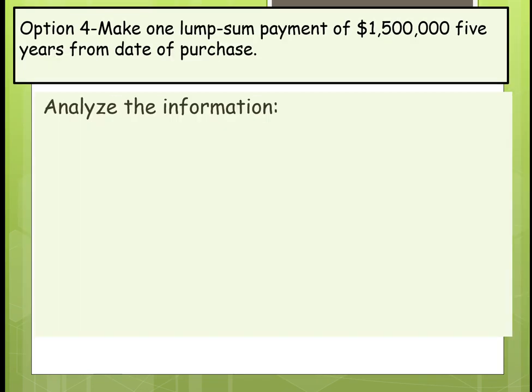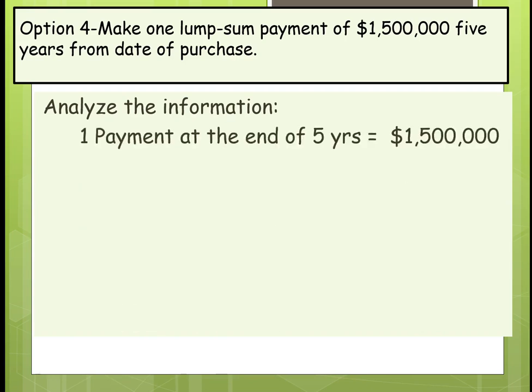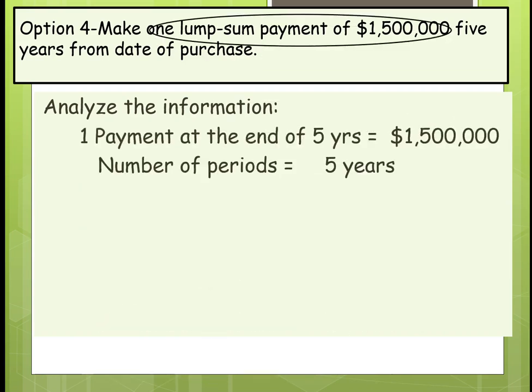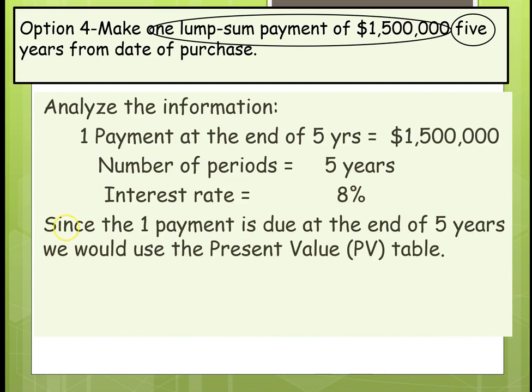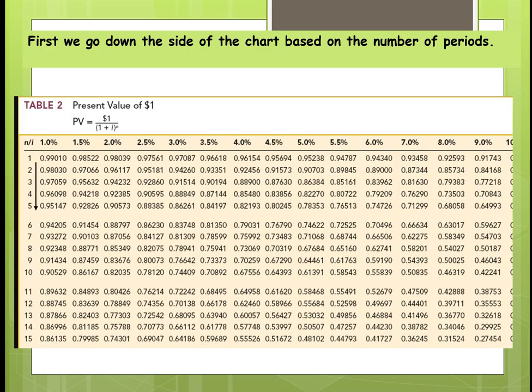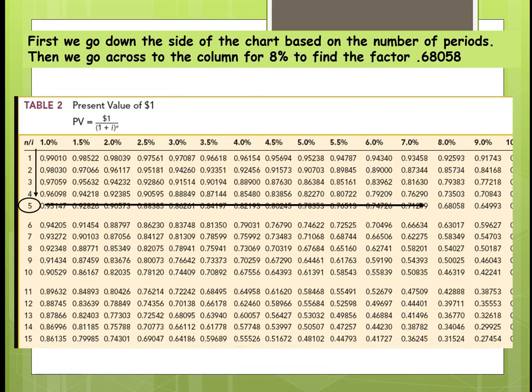Now we have option 4, one lump sum. So we're going to get one payment at the end of 5 years. The number of periods is 5 years. Our interest is still 8%. So now what we're going to do is go to the present value because we want to know what $1.5 million is worth today. So we're going to take out the interest. And our factor will be 0.68058.